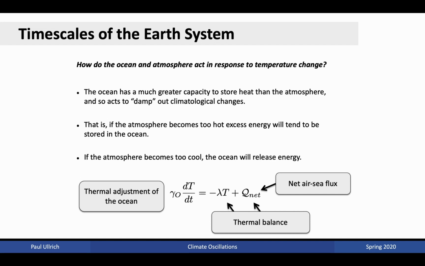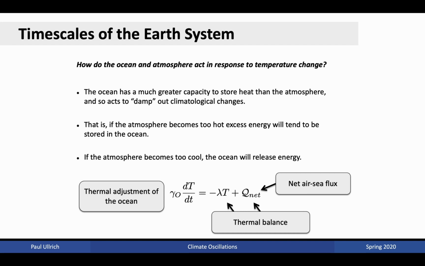Consider the following question. How do the ocean and atmosphere act in response to temperature change? Recall from our second lecture that the energy balance in the Earth system implies that we must have no more energy leaving the system than we have energy coming in. However, we can exchange energy between the components of the Earth system. Effects such as greenhouse gas emissions are responsible for redistributing that energy in the system, leading to near-surface warming.